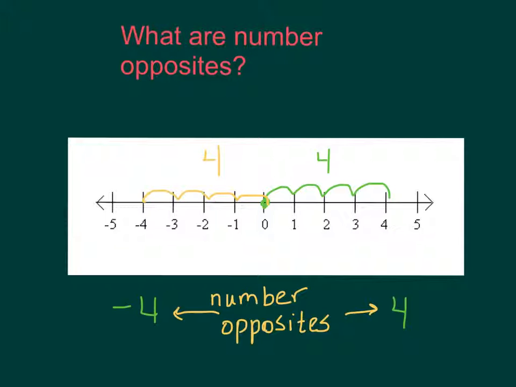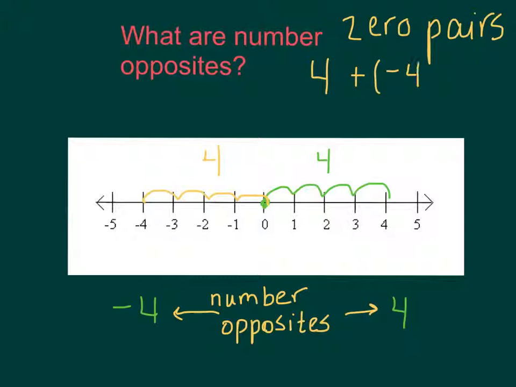We can also call these pairs of numbers zero pairs. That is because when you add two number opposites together, such as 4 plus -4, they're always going to add to 0. So you might see the word number opposite or you might see the word zero pair. Just know that they mean the same thing.